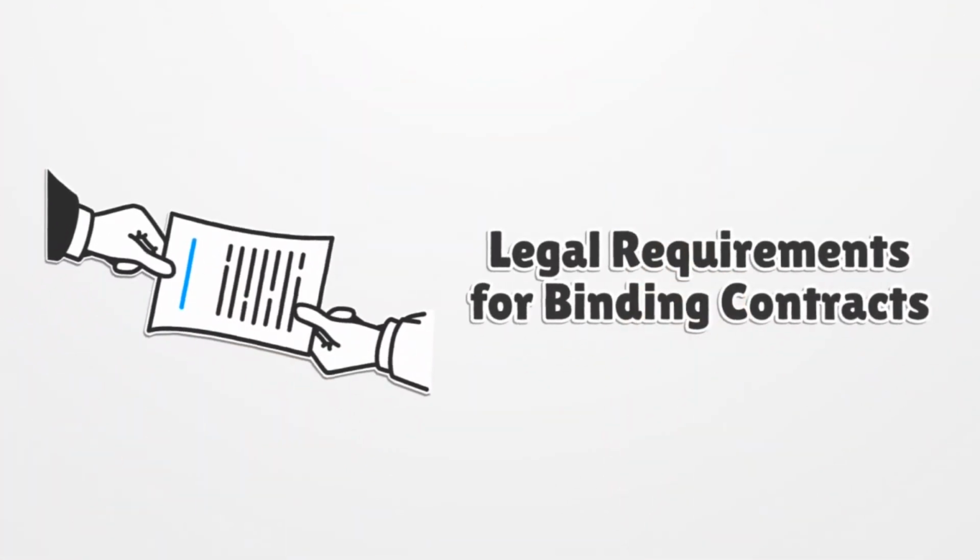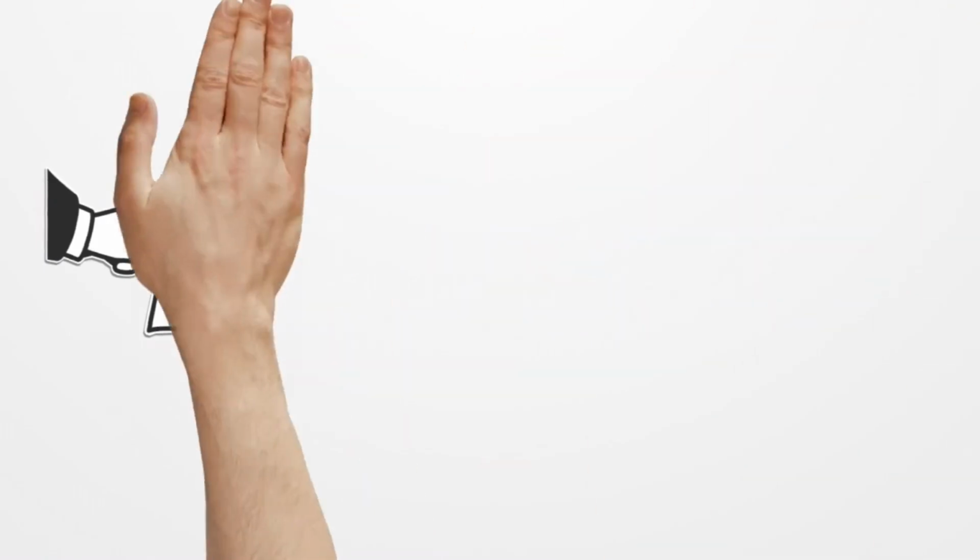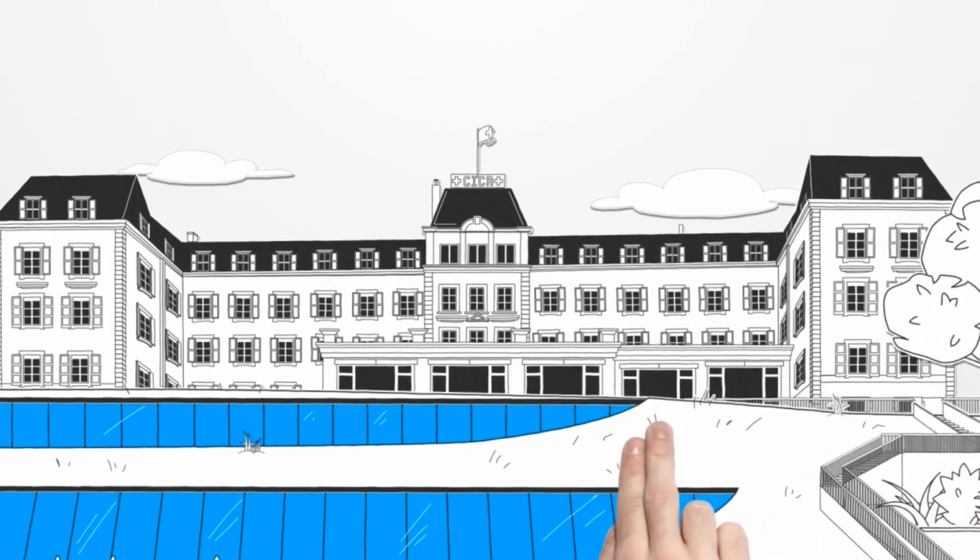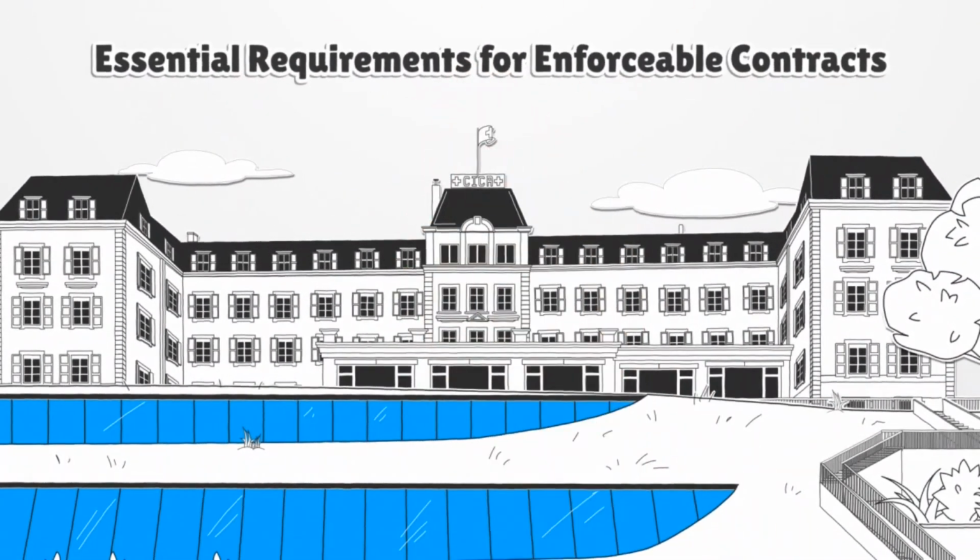To recap, the 4 requirements for a legally binding insurance contract are consideration, agreement, legal purpose, and competent parties, which form the acronym CALC. If any of these requirements are missing, the contract may not be enforceable.